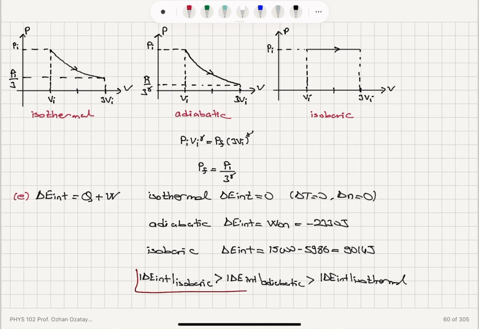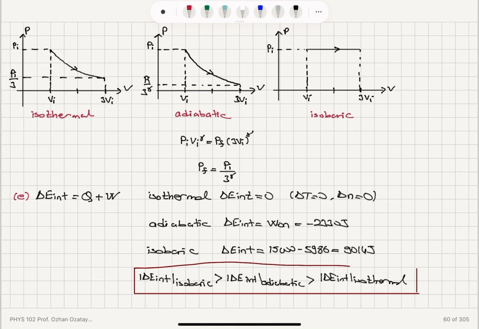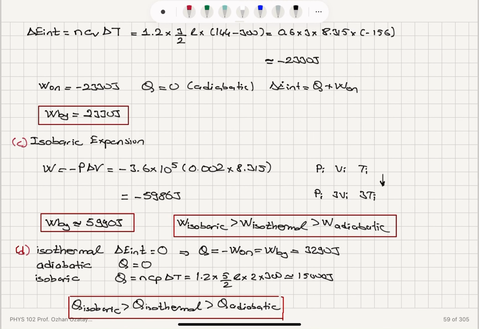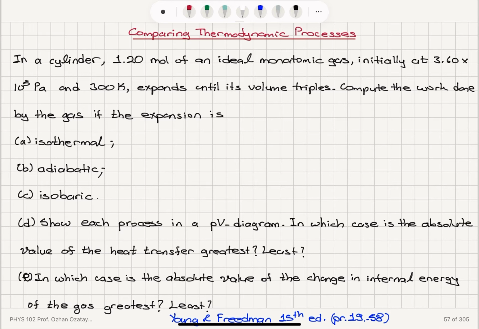So this basically completes our comparison of these three processes that achieve the same task of tripling the volume. So they're all expansion processes. Let's summarize what we did here. We talked about 1.2 moles of an ideal monatomic gas with an initial pressure 3.6 × 10^5 pascals, 300 K temperature, expanding to have its volume tripled.